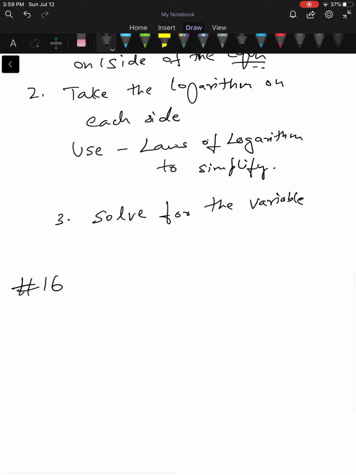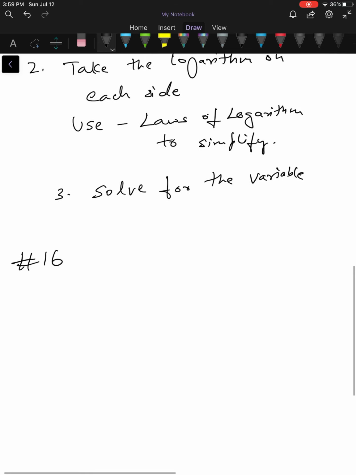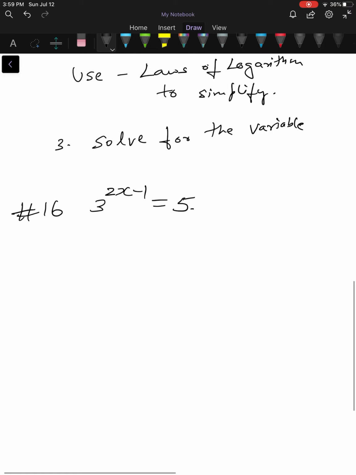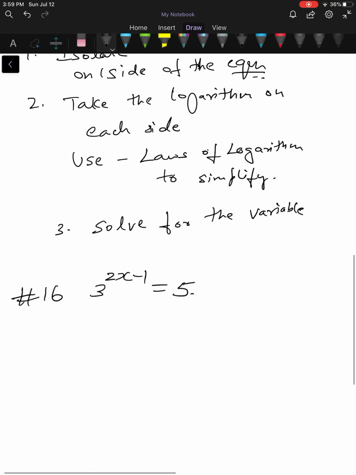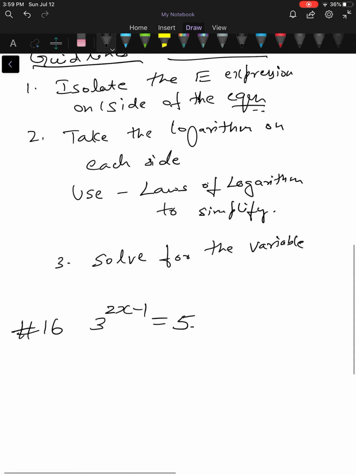So let me do problem number 16 for you. Find the exact solution of the exponential equation in terms of logarithms. You can also use a calculator to find an approximation to the solution rounded to 6 decimal places. So they want the solution to be rounded off to 6 decimal places. Number 16 says that 3 to the power of 2x minus 1 is equal to 5.